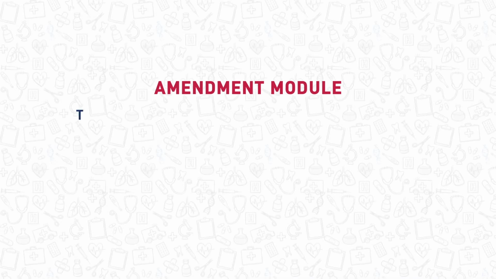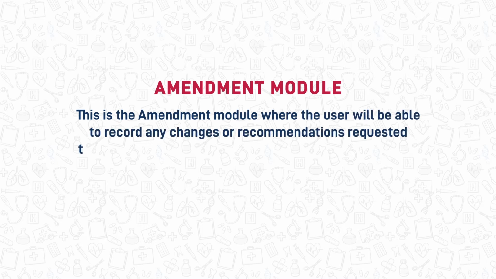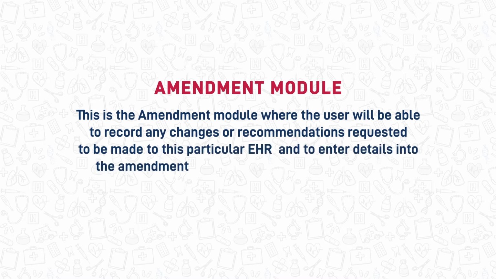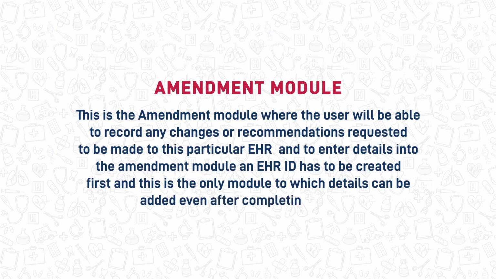Amendment module. This is the amendment module where the user will be able to record any changes or recommendations requested to be made to this particular EHR and to enter details into the amendment module. An EHR ID has to be created first, and this is the only module to which details can be added even after completing an EHR.